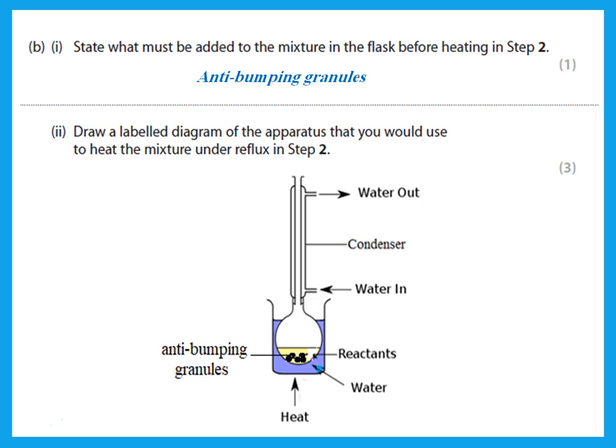You need anti-bumping granules so that the solution that is being heated does not boil vigorously and jump out into the condenser. We have the condenser vertically on the flask. This is what we call heating under reflux. Remember, the water goes in from the bottom and comes out from the top of the condenser.